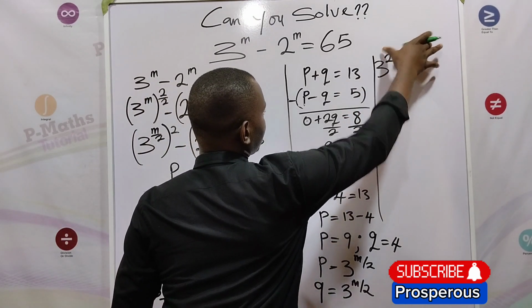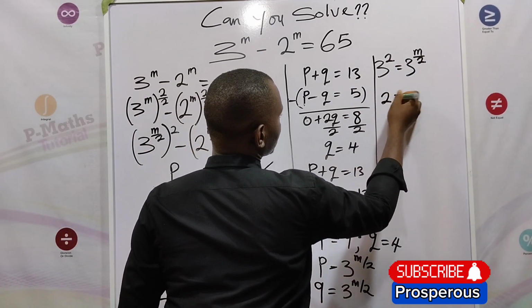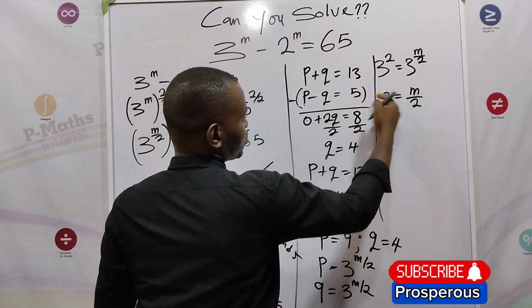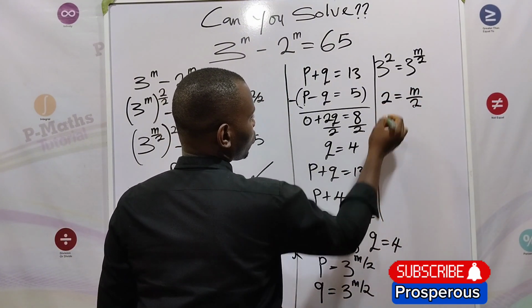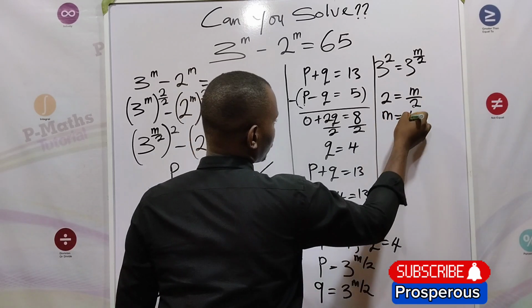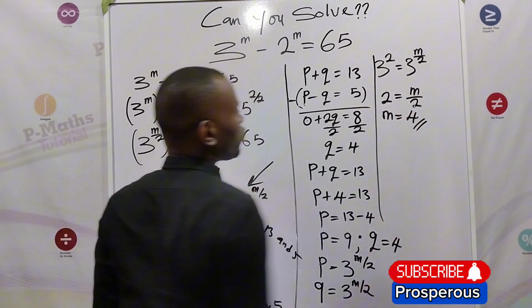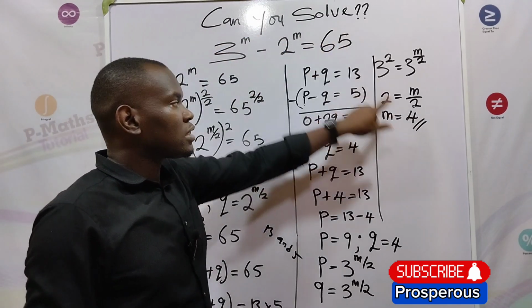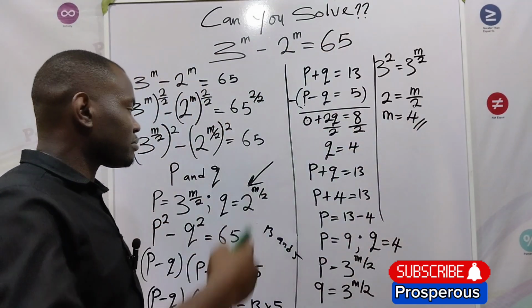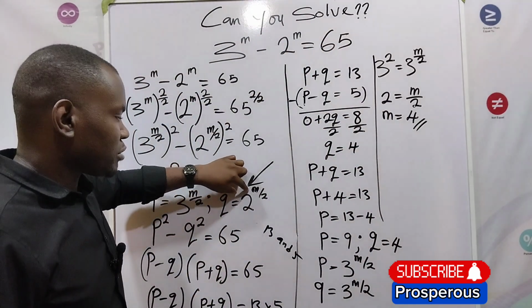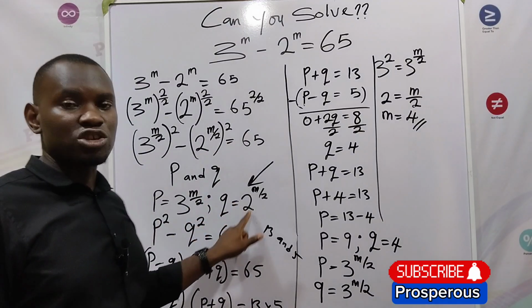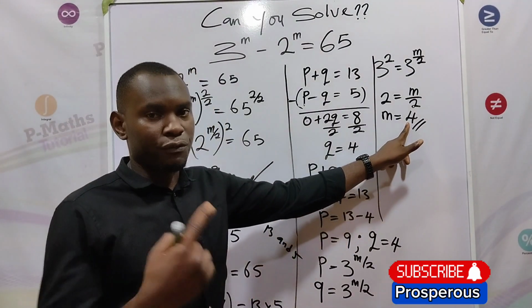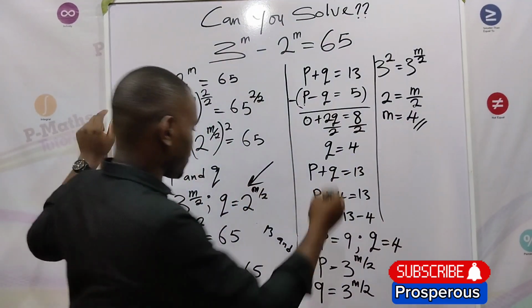Let me equate their powers. This is 2 equals m over 2. So we cross multiply. 2 times 2 will give you 4. So the value of m is what? 4. 4 is the value of m for which this equation is true. Now the next thing I want to do is to try the same thing using the second parameter, q equals 2 raised to the power m over 2. Let's see if we are getting 4 for the value of m using this guy.